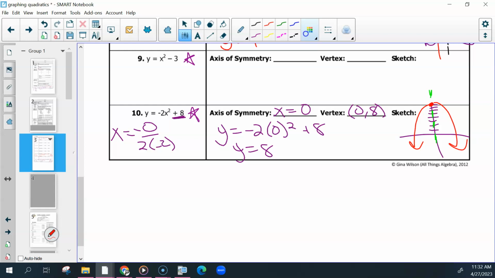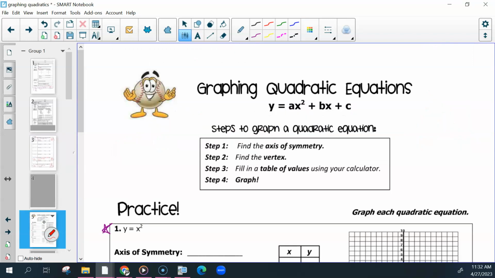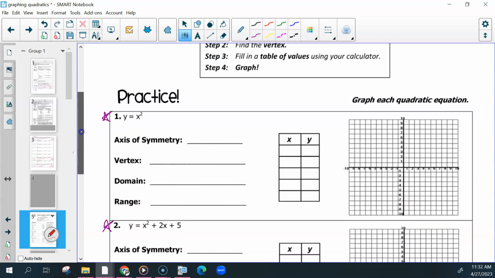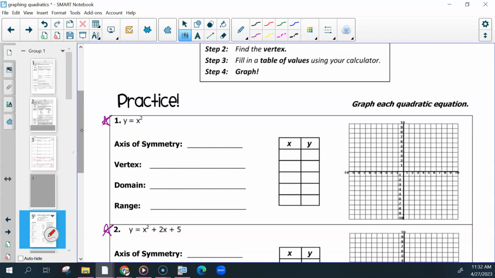Okay. So now we know what the basics are: how to find the axis of symmetry, the vertex, and how to roughly sketch it. Now we're going to actually graph it. Go on to the next page. Steps are basically the same. Find the axis of symmetry, find the vertex. And now we're going to be given a table. You're going to fill out the table and use our calculator to do that, and then graph it from there.